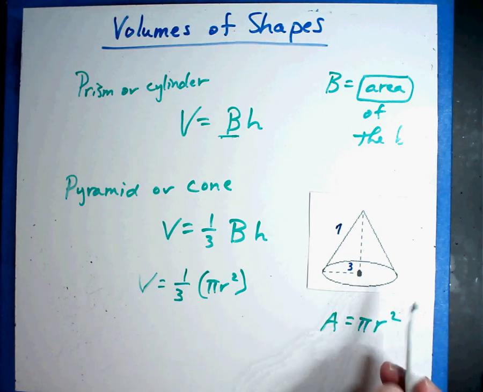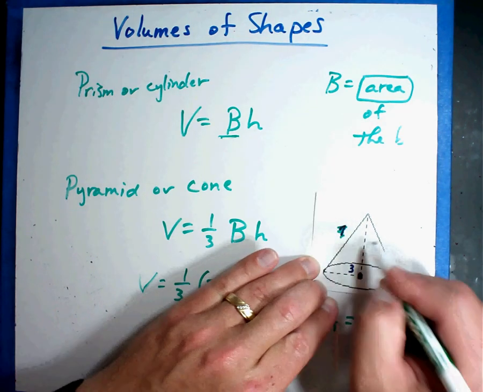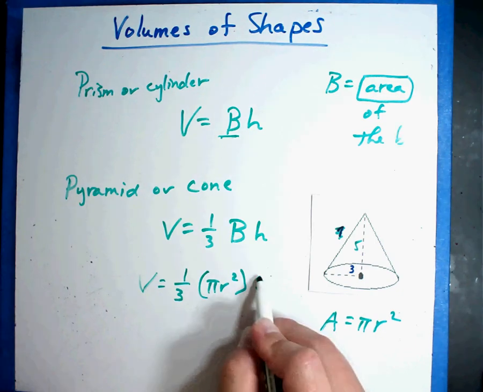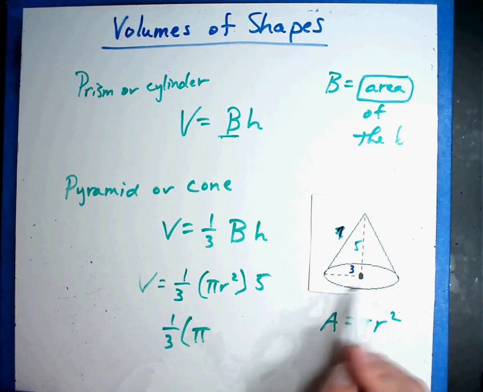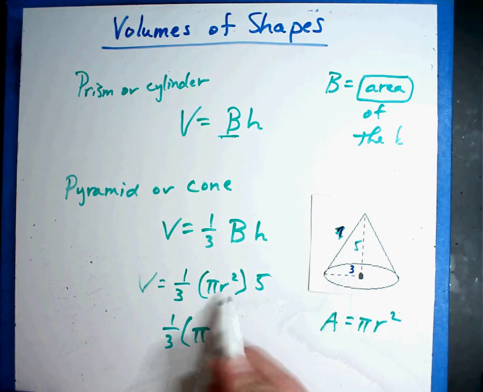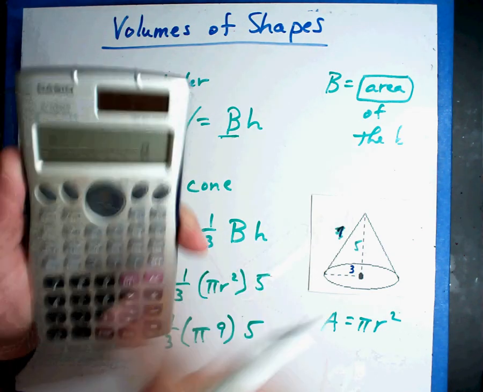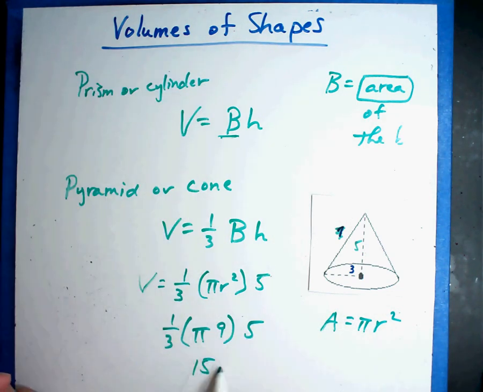I don't need the slant height, so let's take this number out, and let's make this a 5 for the height from the middle up. So it's going to be 1/3 pi times the radius, which is 3. 3 times 3 is 9, and the height is 5. 9 times 5 is 45, divided by 3. 45 divided by 3 is 15 pi.